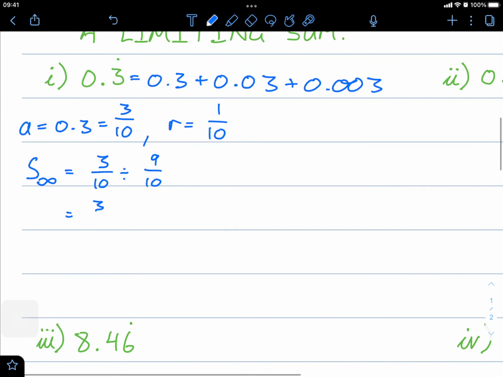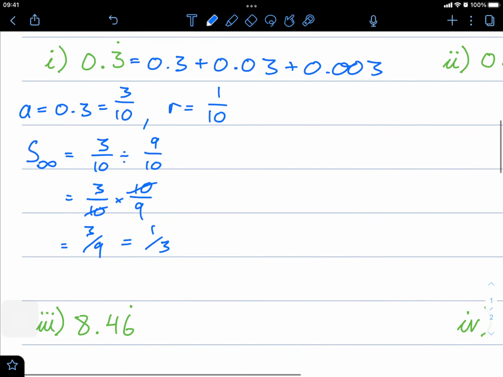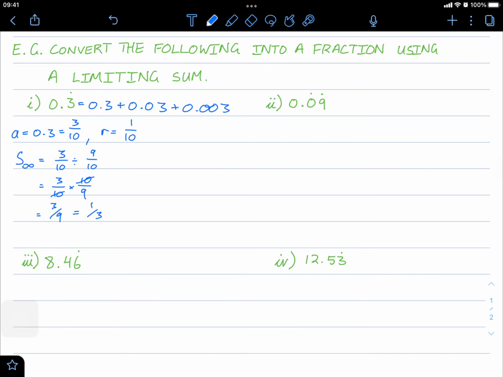Writing this out, we get 3 over 10 times 10 over 9 becomes 3 over 9, or 1/3. I'm demonstrating this to show you that it's possible to do this without a calculator, but in the following examples I'm just going to use a calculator, but it's best to practice your arithmetic doing it all by hand. So that's essentially it. You can pause it and give this a go.